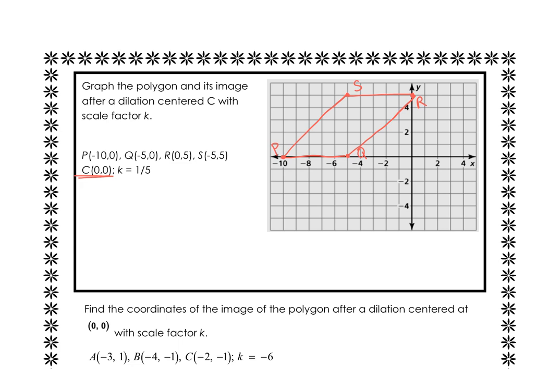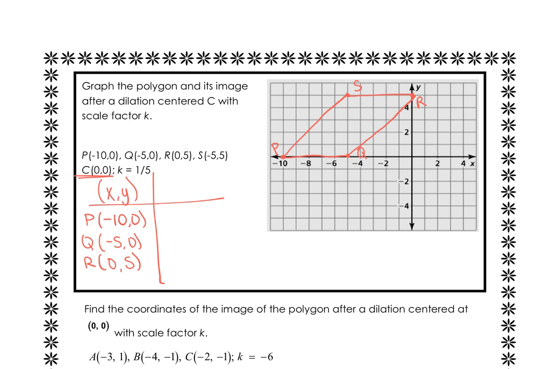All right, next part, they're telling us the scale factor is 1 over 5. So we want to multiply all of our numbers by that 1 over 5 to get our new ones. So here's our t-chart. Our original coordinates are x comma y, and we're going to list them all out here. P was at negative 10, 0. Q was at negative 5, 0. R is at 0, 5. And S was at negative 5, 5.